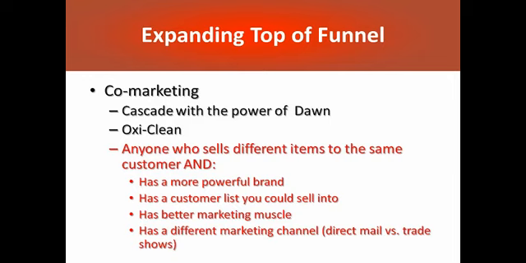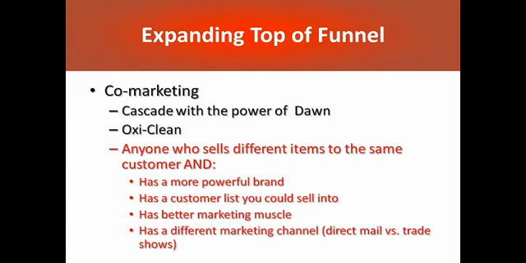But what we want, and I put this in red for a reason, is anyone who sells different items to the same customer. This is co-marketing rule number 1. It's probably rule number 1 through 10. You want to know who to co-market with? Here's how you do it. Anyone who sells different stuff to the same people.